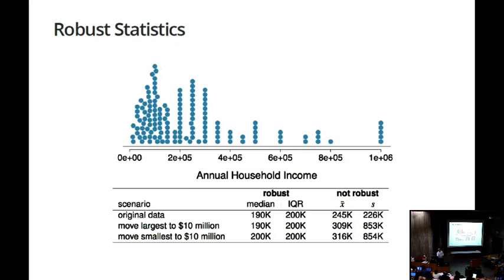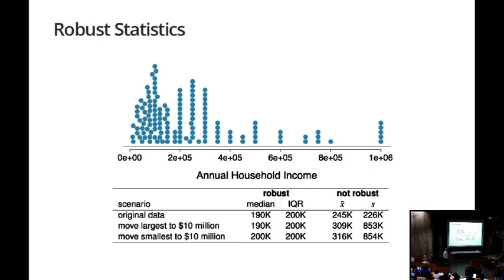If you took the smallest sample, this person here who made $0 or very, very little in annual household income, and you gave them $10 million a year, now you're taking a point from the left side of the distribution and flipping it over to the right side, so the median will slide a very small amount. And we see that, in fact, the median goes from 190 up to $200,000 per year. The mean, on the other hand, gets inflated even more because you just added a full $10 million to the sum, and it goes up to 316.